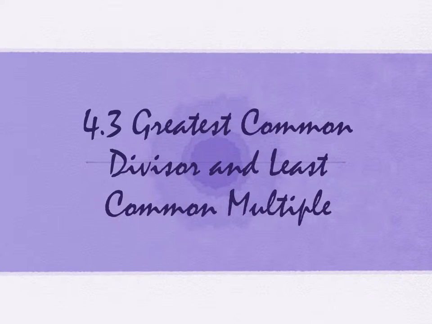Section 4.3 is called Greatest Common Divisor and Least Common Multiple. The first thing I'd like to make a comment on is about English. You didn't know you're in English class, right? The comment I'd like to make is about the words greatest and least in this statement.